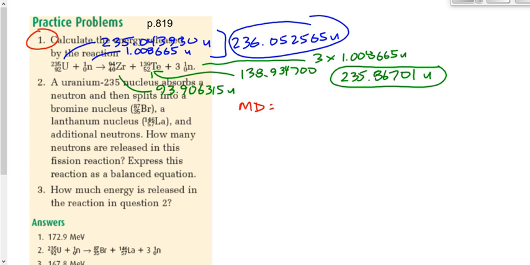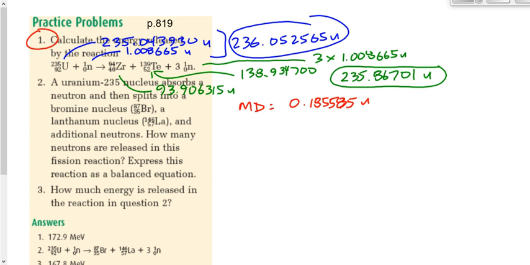What do we get when we subtract those two numbers? Blake, you got that? Ryan, you got that? Kira? 0.185535 atomic mass units. Agree with that? 85, thank you.